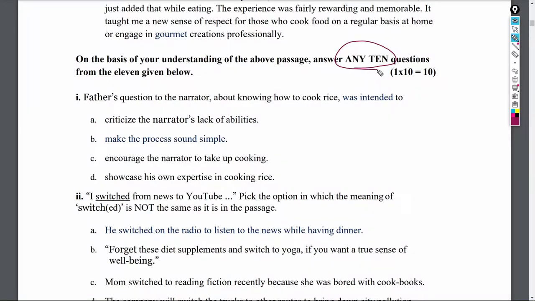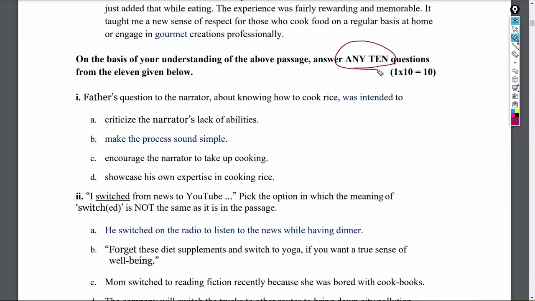Here you see the first question. Father's question to the narrator about knowing how to cook rice was intended to criticize the narrator's lack of ability, make the process sound simple, encourage the narrator to take up cooking, showcase his own expertise in cooking rice. So, my dear children, when we read this particular passage, what do you understand? We understand that the narrator is I, and the father of the narrator told, father actually started with a rhetorical question.